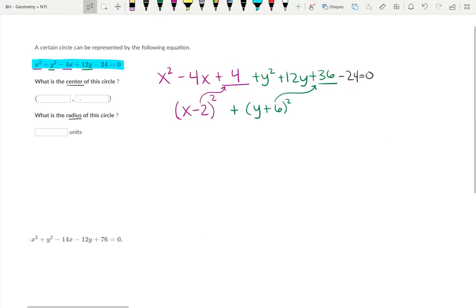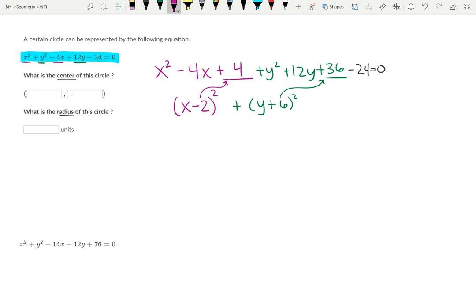Okay, now what you add to one side, you also add to the other. So since we added 4 here, we also have to add 4 to the right-hand side. Since we added the 36 here, we also have to add 36 to the right-hand side. Now we haven't done anything with this minus 24 yet. So we actually need to move that to the right-hand side. So what's the opposite of subtract 24? It's add 24. And it cancels on this side. So 4 plus 36 is 40, plus 24 is 64.